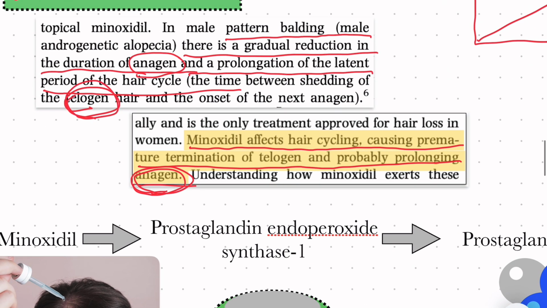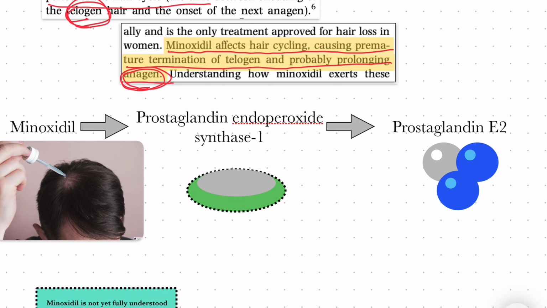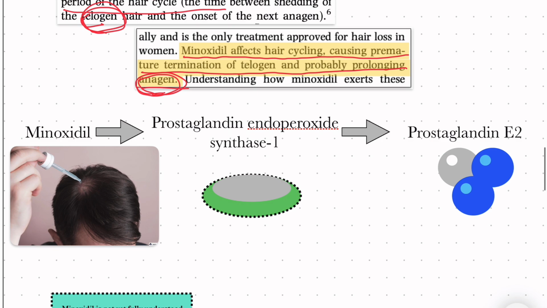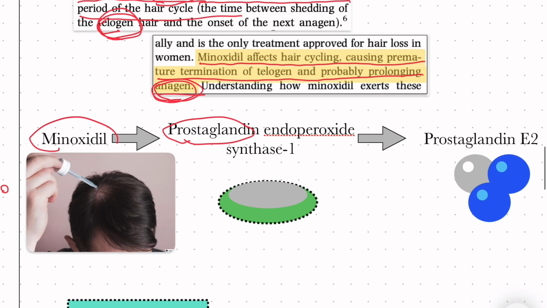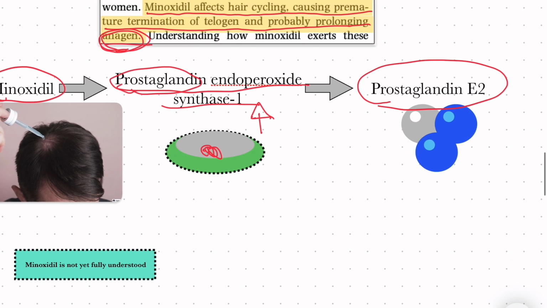So how does minoxidil actually prolong the anagen or the growth phase of the hair cycle and reduce the telogen phase? So it does this by prostaglandin modulation. So let me explain what that means. Prostaglandins are substances in our body that are produced from the fatty acids that we ingest. And minoxidil can upregulate prostaglandin endoperoxide synthase 1, which is a bit of a mouthful, but this is an enzyme that leads to the creation of prostaglandin E2.